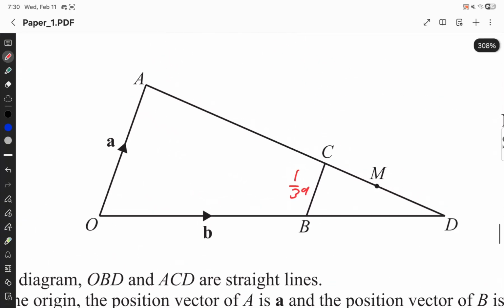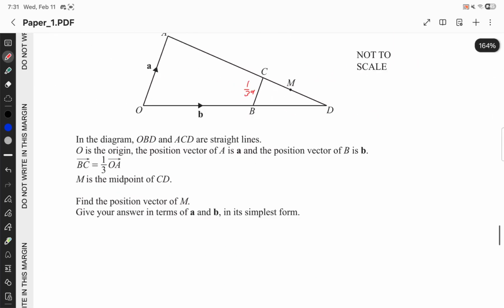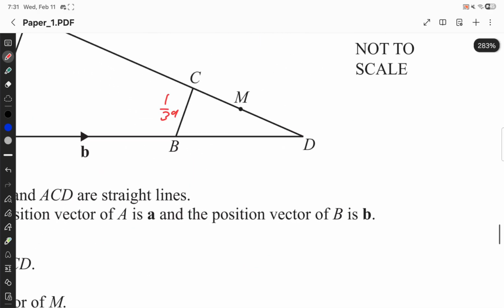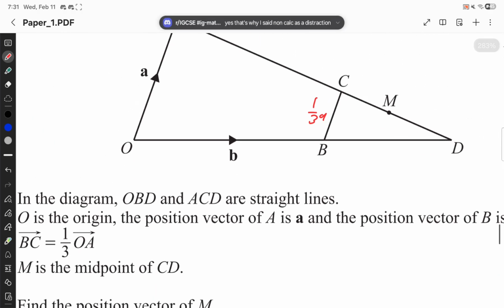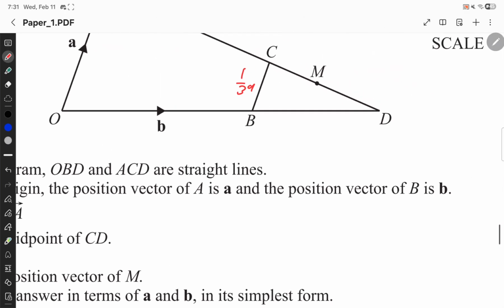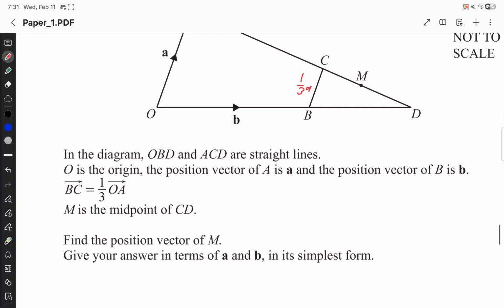So how do you do this? No, it's not parallel vectors. It is finding and using common sense. BD, what is BD? O is the origin point of A, B, M is the midpoint of CD. Find the position vector of M.